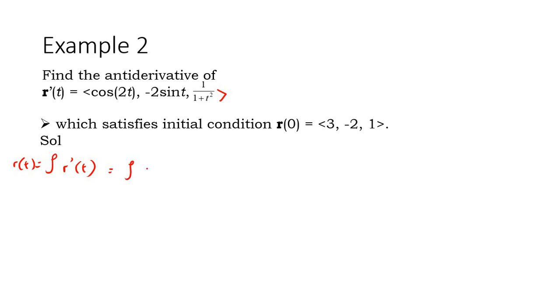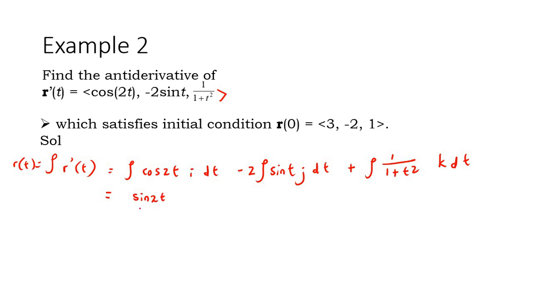Equal to integrate cos 2t, this at component I dt, minus 2 times integrate sin t, this component J dt, plus integrate 1 over 1 plus t squared with component K dt. Okay, so integrate cos, we have positive sin 2t divided by 2. And then I will add up the constants together. The c1, c2, c3 add up as a big C. Okay, so this is component I.